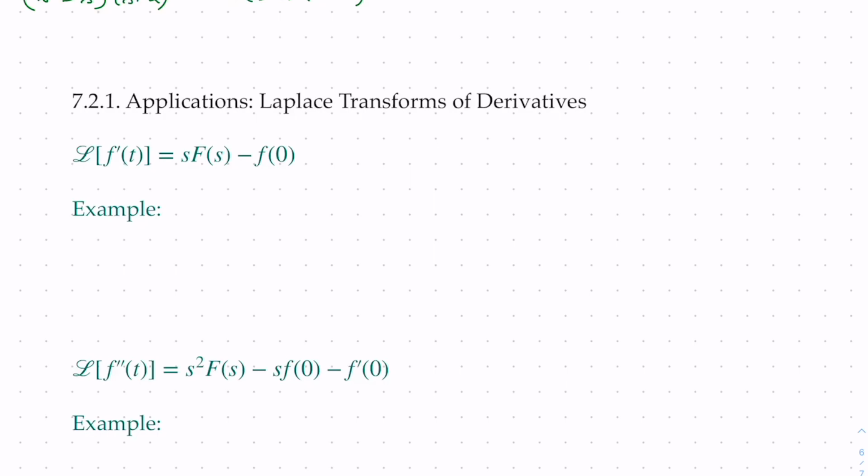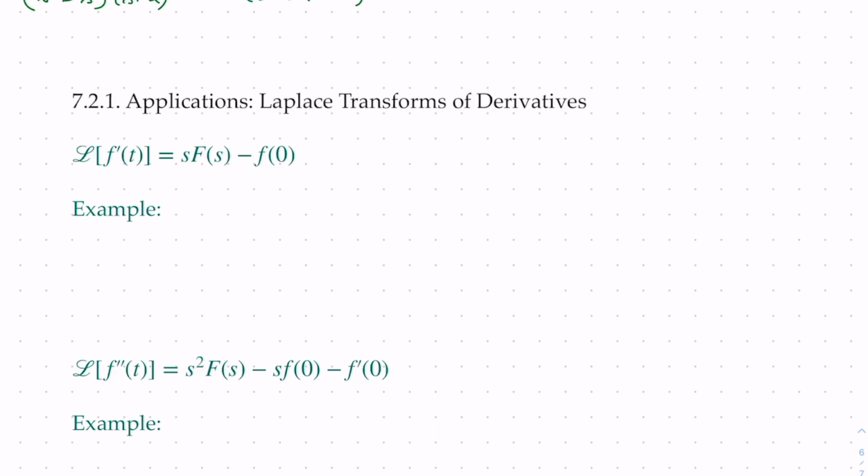If you have a function f of t, and you don't know what that function is, and you want to find the Laplace transform of f prime of t without actually having to compute the derivative, you only need to know the Laplace transform of the function. The formula is: you multiply s with the Laplace transform of the function, and then subtract the initial value, f of 0. Whatever you get is the Laplace transform of the derivative. What do I mean by that?